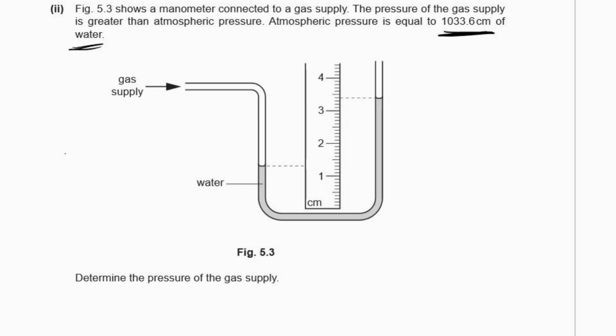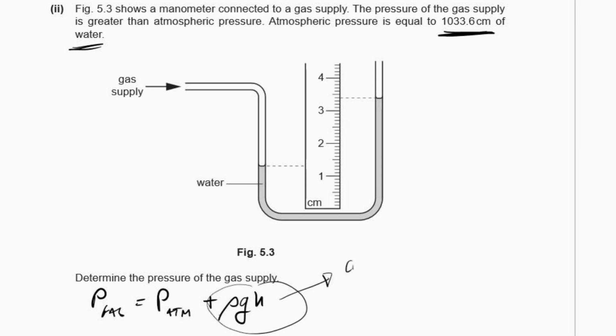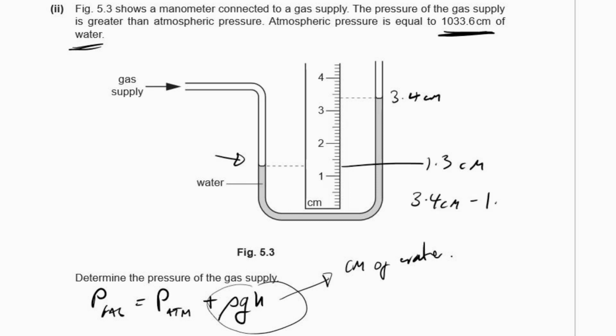Alright, well, pressure of the gas supply equals atmospheric pressure plus density times gravity times height. But here we're being asked to give it in centimetres of water. So let's look at this. This is 3.4 centimetres, and down the bottom it is 1.3 centimetres, and that's obviously from this side over here. So 3.4 minus 1.3 is 2.1 centimetres of water.